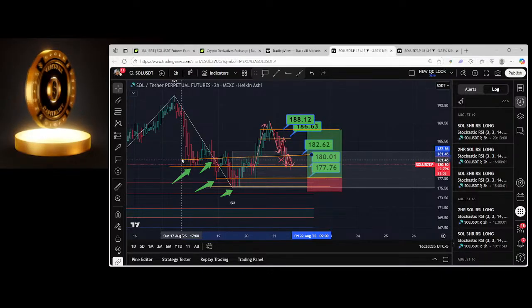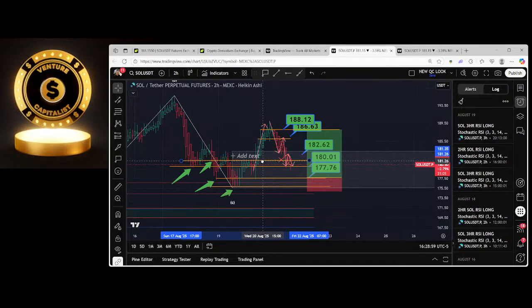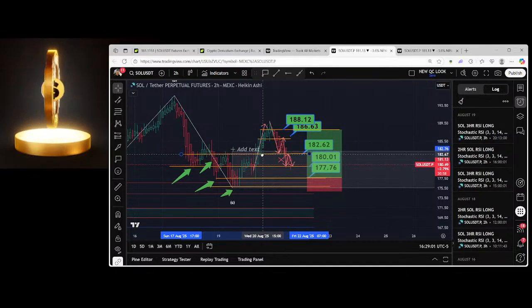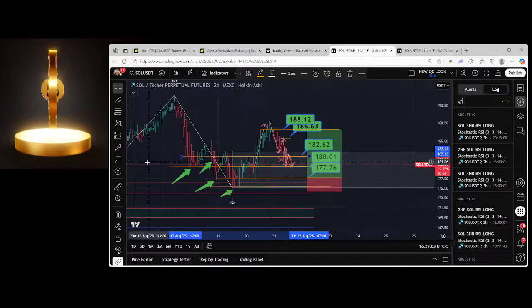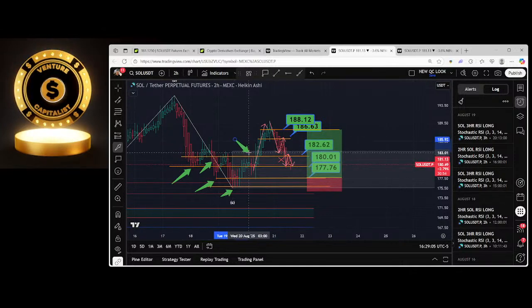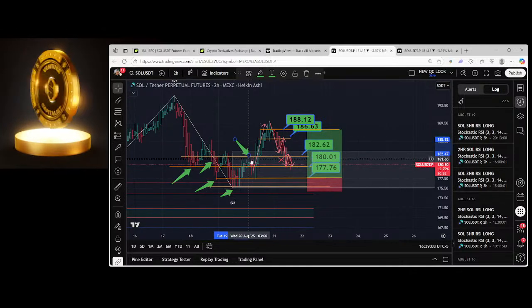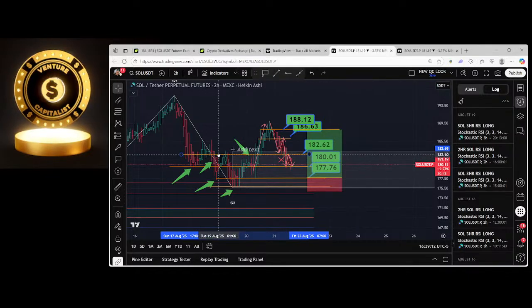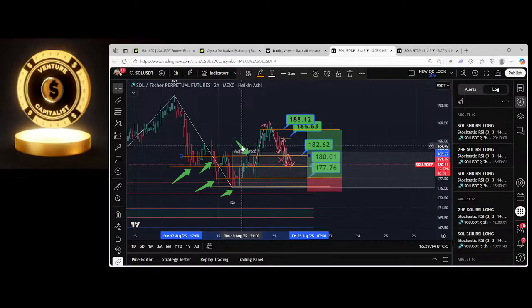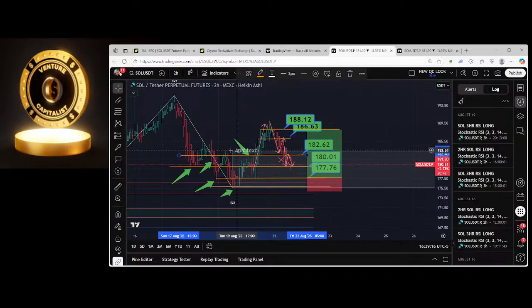All right, you can see that this is an area that showed resistance, and in this particular moment, this is just the top of the resistance that was there before, right? Somewhere in this zone here. That's pretty much it.